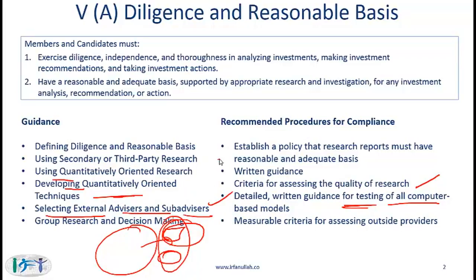Firms should have measurable criteria for assessing outside providers. This connects with the use of secondary or third-party research. So clearly certain measurable criteria need to be met before secondary or third-party research is used as part of the investment process at your firm. And there also needs to be criteria for evaluating external advisors. That connects with this particular point.